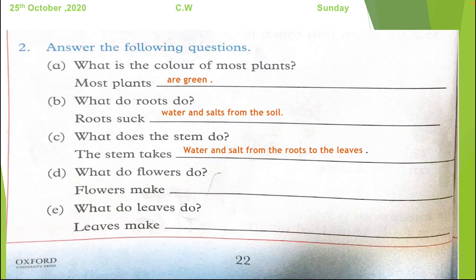Question C. What does the stem do? So root sucks water and salt from the soil. So what is the function of the stem now? The stem takes water and salt from the roots to the leaves. Yes, what does the stem do? It takes water and salt from the roots and gives it to all over the plant, to all the leaves.